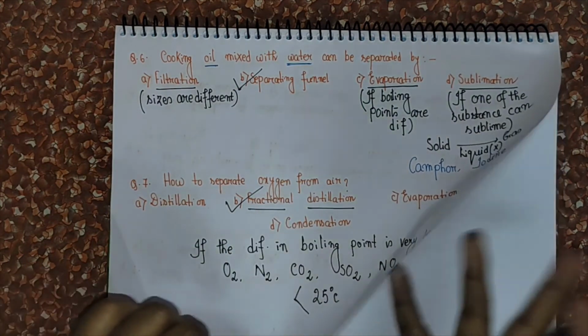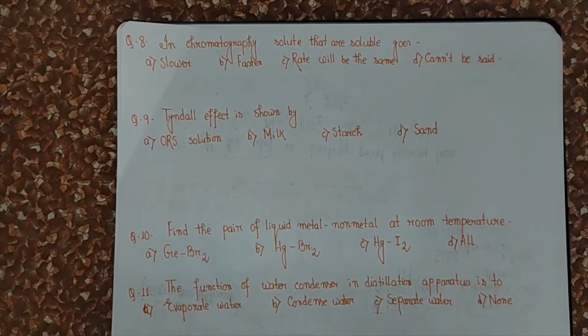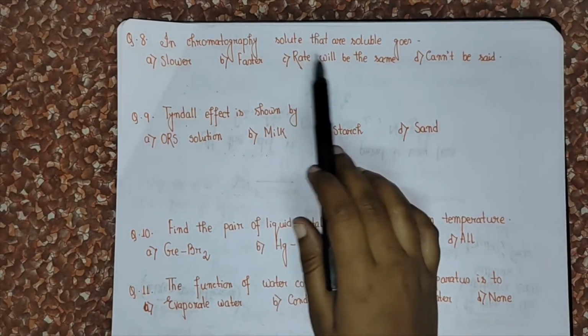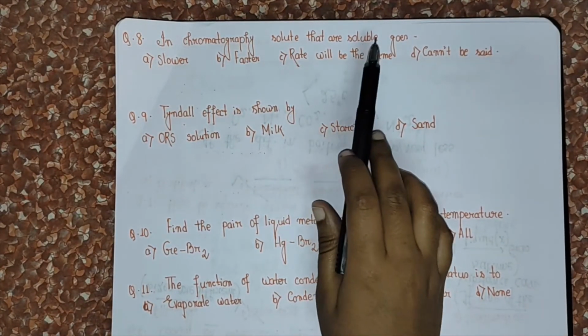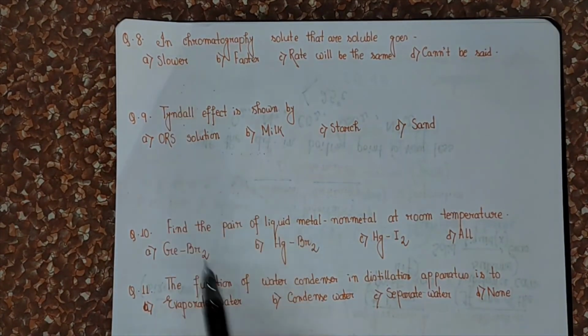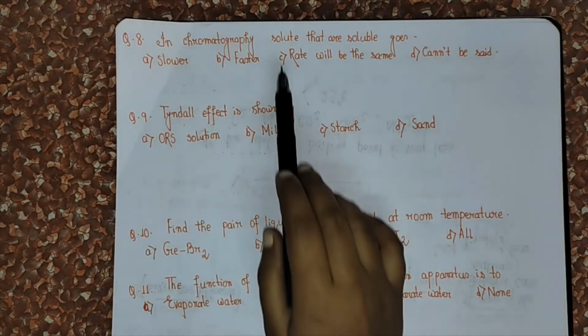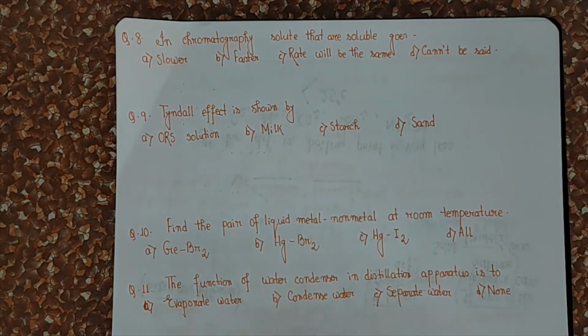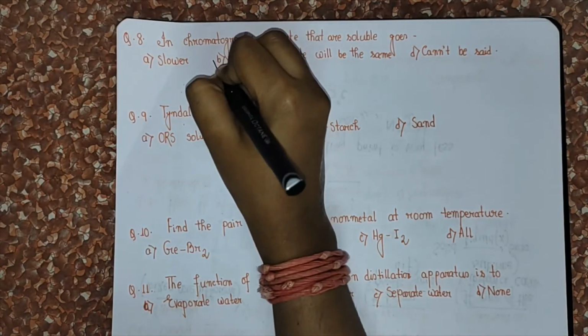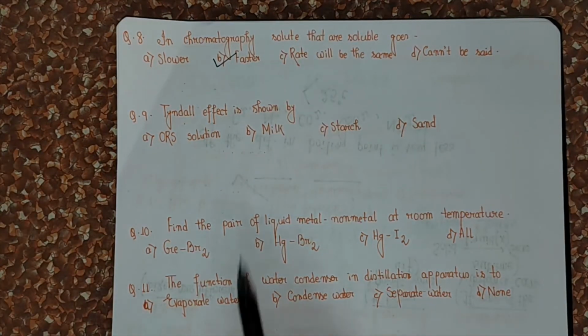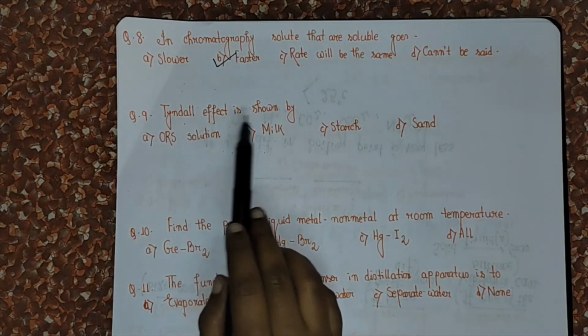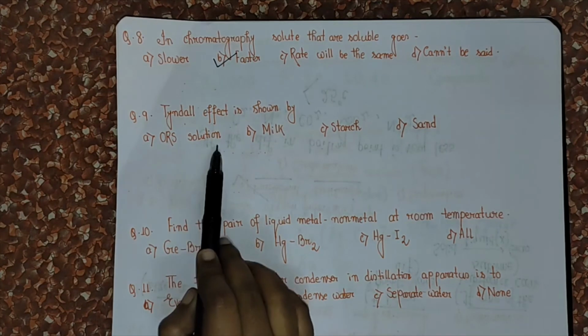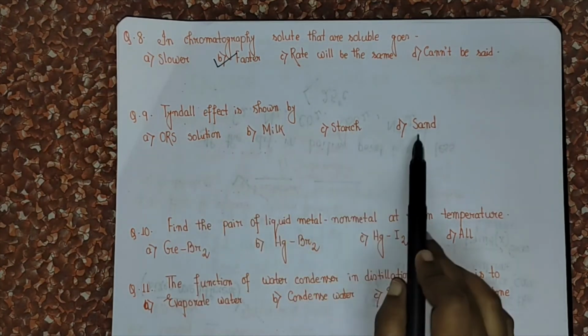Now the next question. In chromatography, the solute that is soluble goes... This is another informative type question. In chromatography, the solute which is more soluble in the solution has higher mobility. That means it will move at a faster rate. Okay. Now the next question: the Tyndall effect is shown by ORS solution, milk, starch and sand.